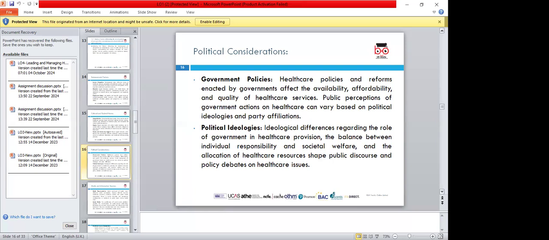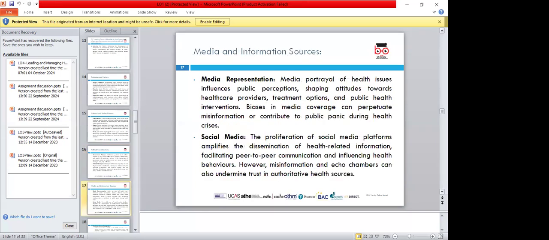And it is very worrying. And then those societal welfare goals are not being achieved. And so these are things that we can look into and then we can address them in our considerations. Then let's look at media representation. Media portrayal of health issues influences public perceptions, shaping attitudes towards healthcare providers.